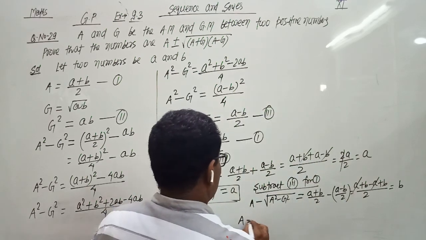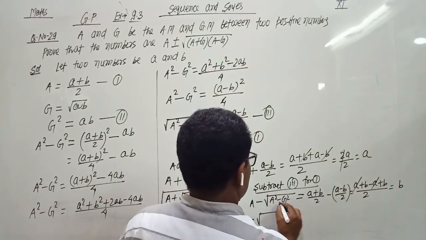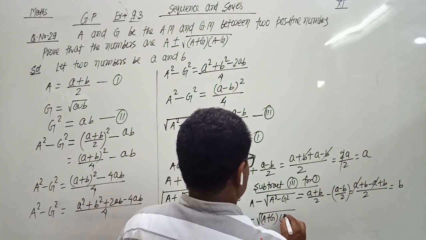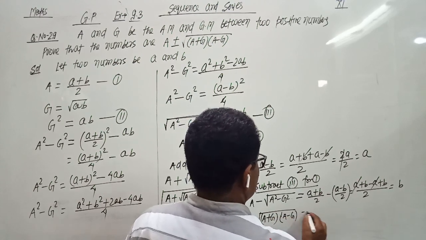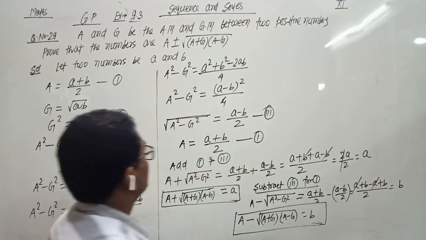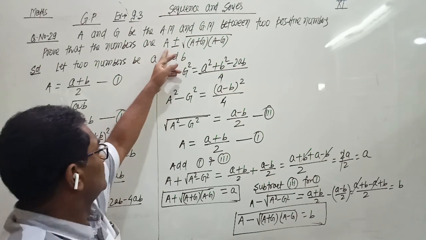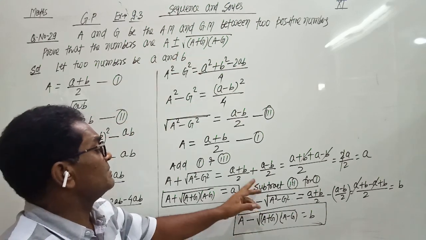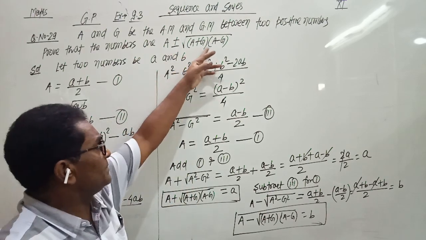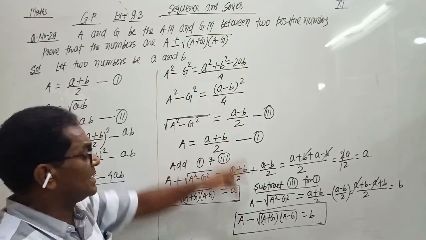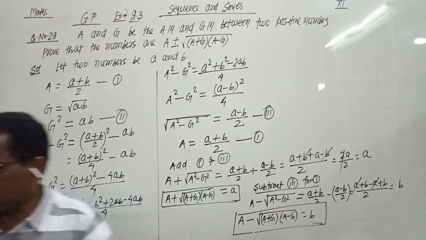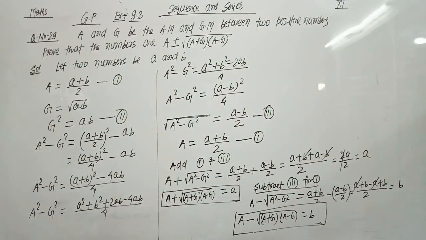So the value of a minus under root of this can be written as again a plus g, a minus g. So we proved that the two numbers are, means one number a is a plus under root of a plus g, a minus g, and another number b is a minus under root of a plus g into a minus g.